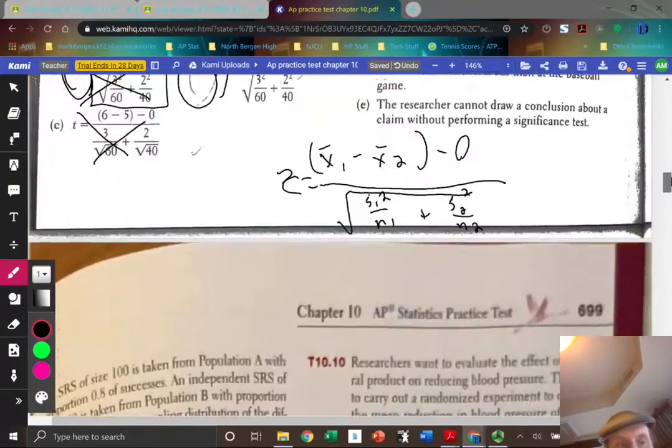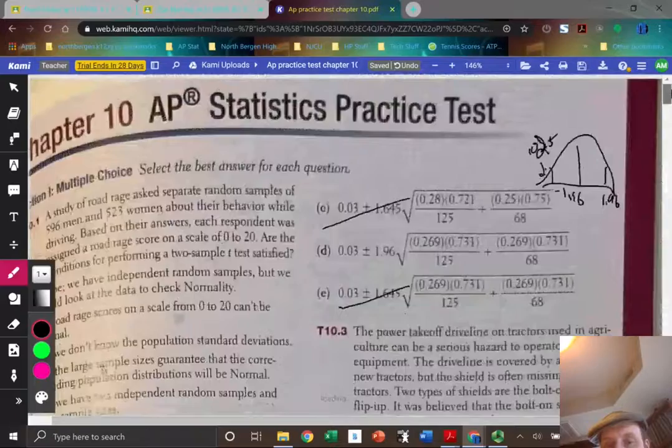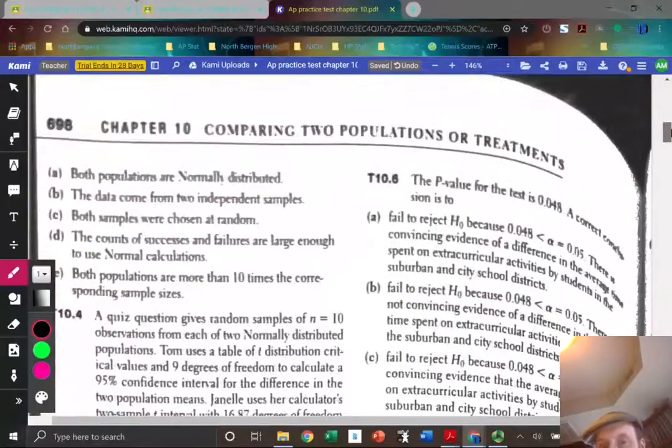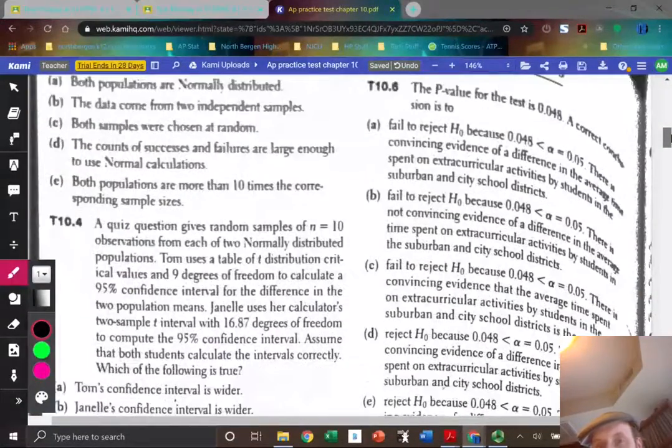Let's look at number 6. Okay. Oh, this got cut off a little bit. Sorry about that. The p-value for the test is 0.048. A correct, I'm just going to read it from my book. Hopefully you have it right here. The p-value for the test is 0.048. A correct conclusion is 2, right here.